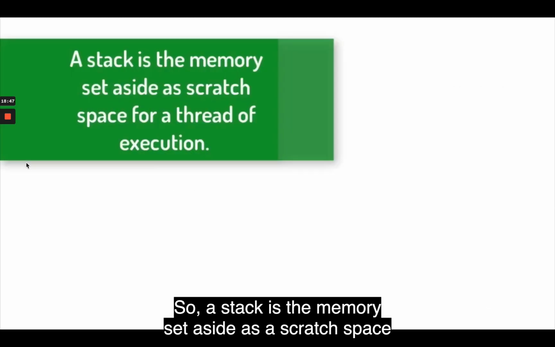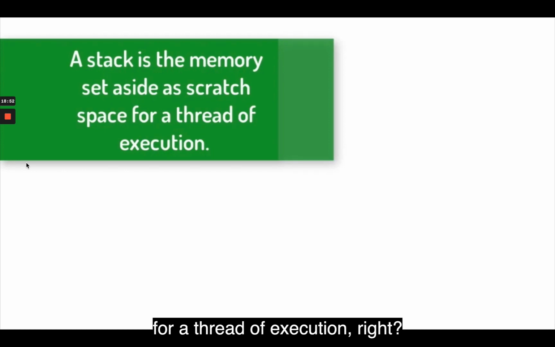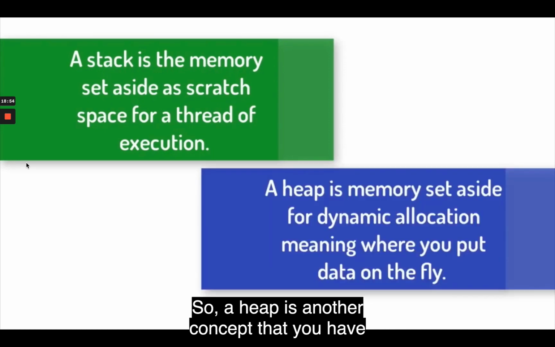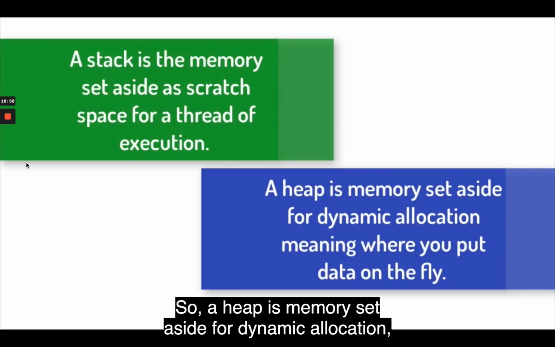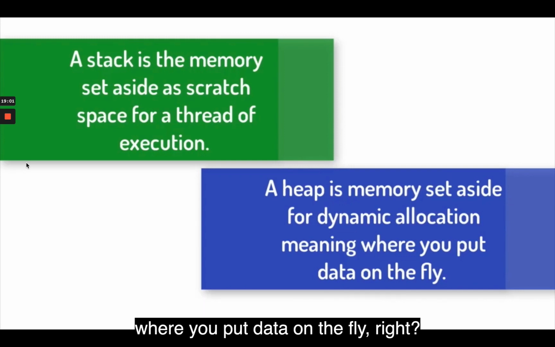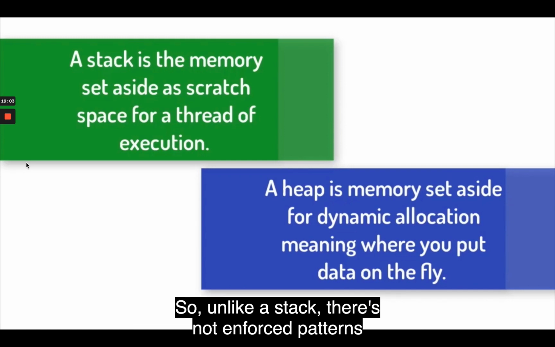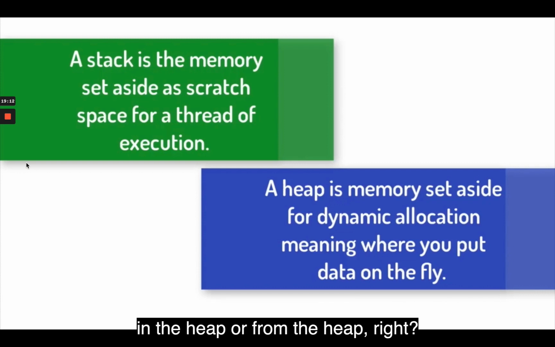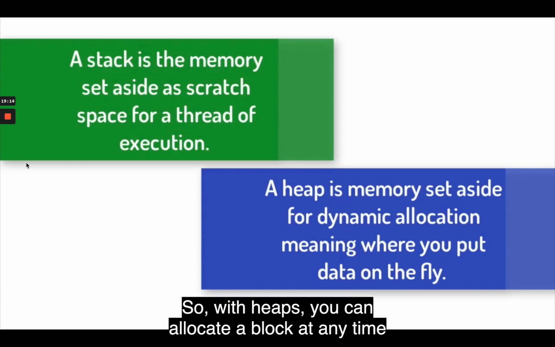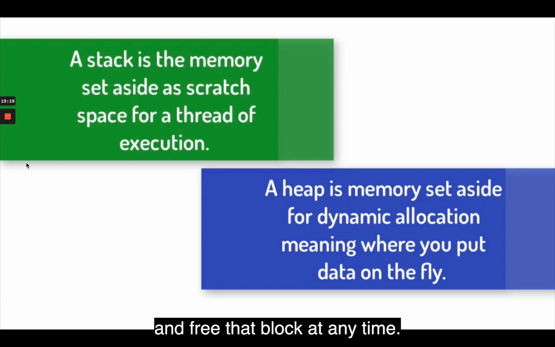So a stack is the memory set aside as a scratch space for a thread of execution, right? So a heap is another concept that you have to become familiar with, right? So a heap is memory set aside for dynamic allocation, where you put data on the fly, right? So unlike a stack, there are no enforced patterns to the allocation and deallocation of blocks in the heap or from the heap, right? So with heaps, you can allocate a block at any time and free that block at any time.